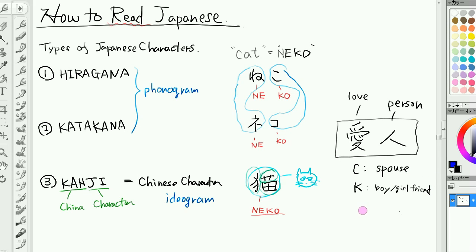However, in Japan, it means, how should I explain? It means someone who you are having an affair with while you're already married. So it's not a very good meaning. So sometimes you have to be careful when using it among countries.